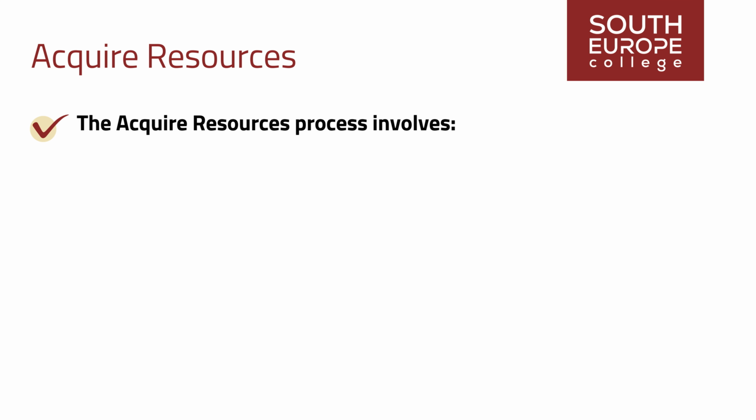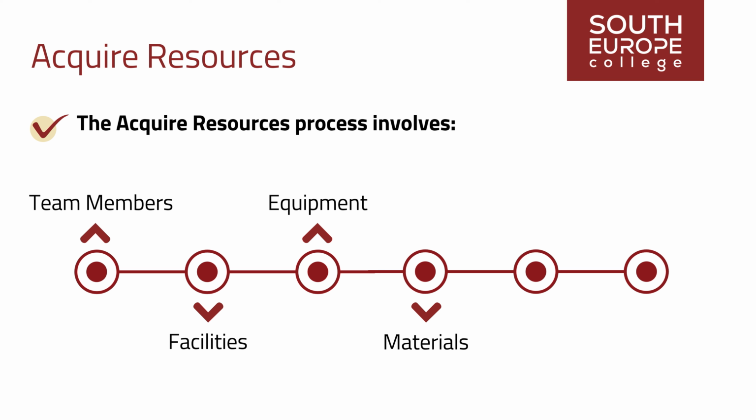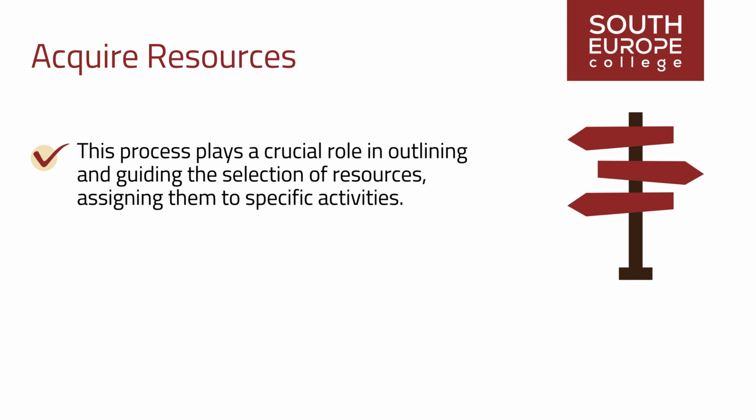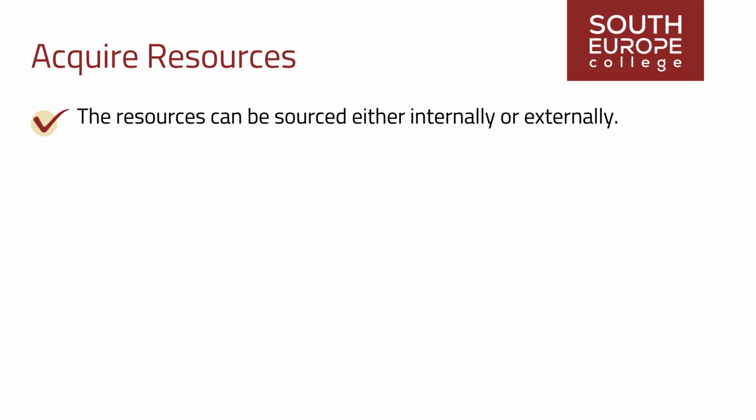The acquire resources process involves securing team members, facilities, equipment, materials, supplies, and other essential resources required to complete project tasks. This process plays a crucial role in outlining and guiding the selection of resources, assigning them to specific activities. It is performed periodically as necessary throughout the project lifecycle. The resources needed for the project can be sourced either internally or externally to the project performing organization.